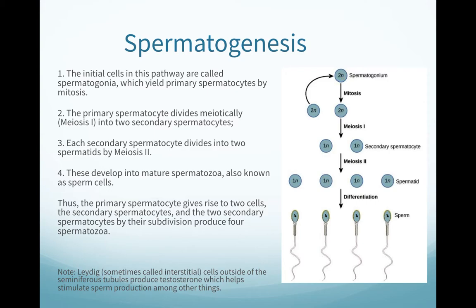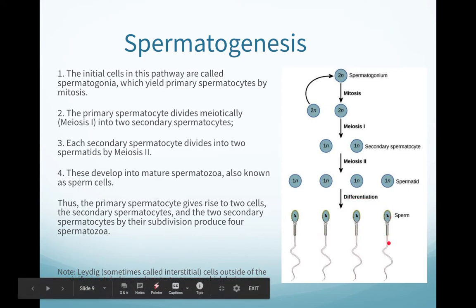Okay, so this is how the spermatogonia, or the stem cell, remember it's a stem cell, is recycled. Primary spermatocytes undergo meiosis 1 to develop into secondary spermatocytes. Secondary spermatocytes undergo meiosis 2 to create what are called spermatids. Spermatids will then differentiate and grow into sperm.